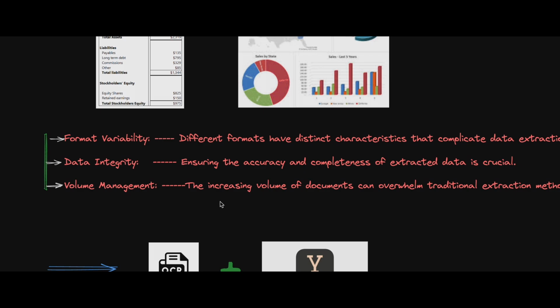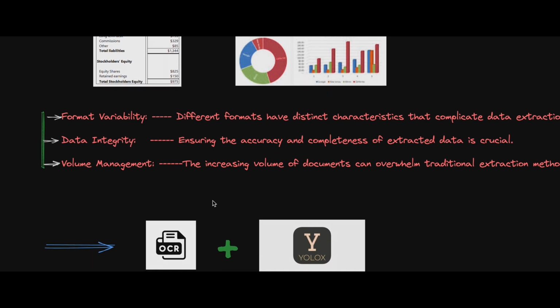So what is the main problem here? The main problem is that by using your image as well as your textual data, you are able to complete the context, right? That is one problem. The third problem is volume management. Increasing the volume of documents can overwhelm the traditional extraction methods. So there are three kinds of problems we have, right, with respect to the format.